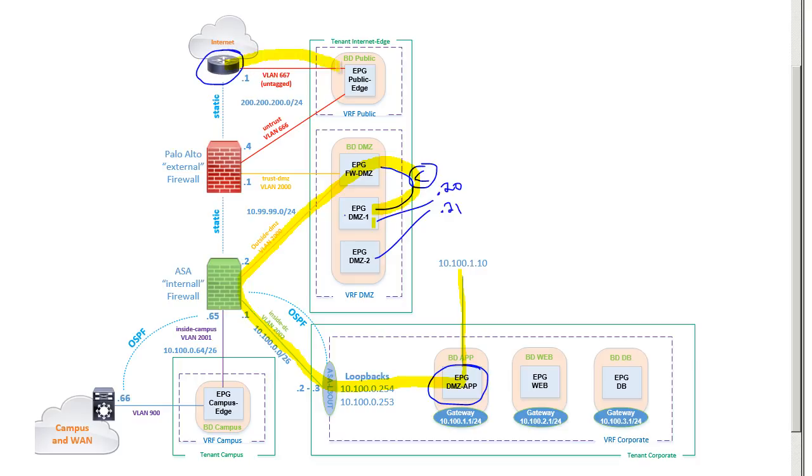We have connectivity from the outside, traversing the public edge EPG, coming into the Palo Alto external interface, and back out of the trust DMZ interface. So what we have accomplished here is pretty much a multi-vendor security strategy where we have the Palo Alto acting as our external firewall and the ASA firewall acting as our internal firewall. Let the Palo Alto filter out the internet noise and provide the DMZ protection, and any other traffic that has to traverse into the internal data center is going to pass through the ASA and let the ASA work its magic there. So basically, this concludes our video series on multi-vendor security strategies.